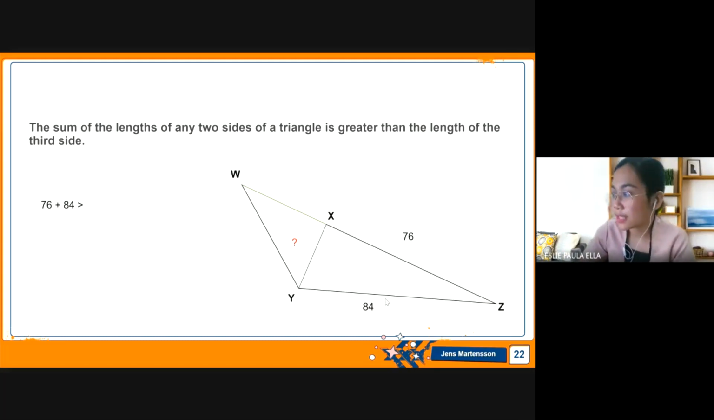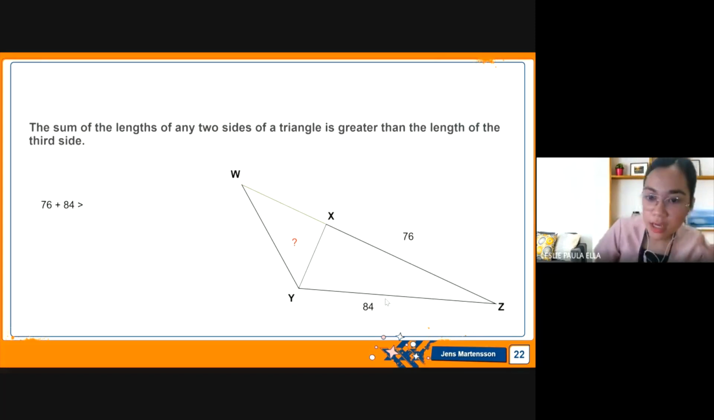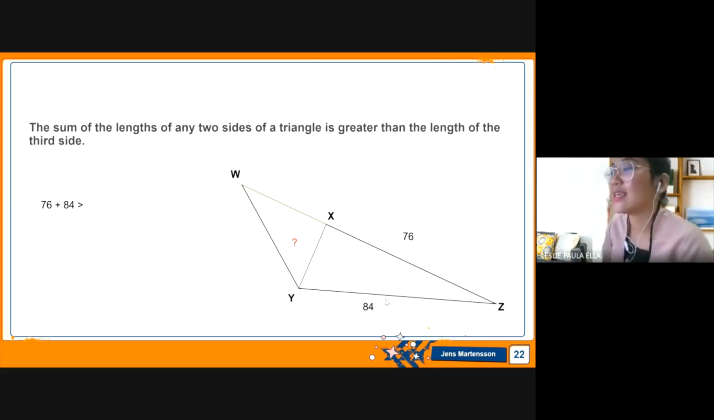How about if 90 is added to 76? It is greater than 166, so that is also correct. That is greater than 84. Okay, thank you so much for your answer. Those answers might be the possible values of x and y.